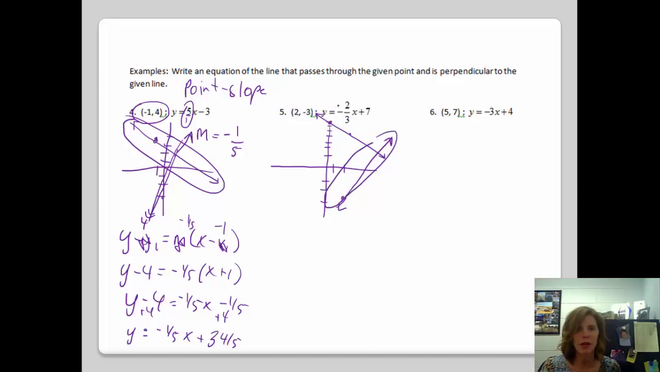I have the point. For my slope, let me circle it a second. My slope, I'm going to have to take the opposite. So this one's negative. I want it to be positive, and the flip of 2 over 3 is going to be 3 over 2. All right, so now I'm ready to go.